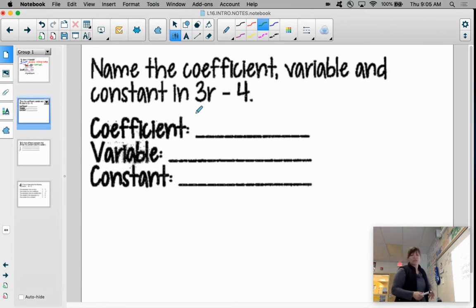So the coefficient is always the factor in the variable term. So we have to look, where is the variable? The variable is right here. The variable is r. This is the variable term because it has that r in it. These are two terms, 3r and 4, being subtracted, and the 4 is the number all by itself, so that's the constant, and the coefficient is that number sitting next to the variable. So just a little application of the vocabulary terms that we just went over.